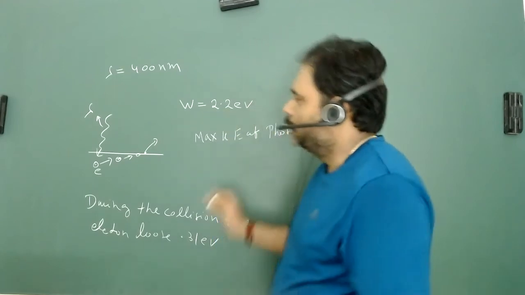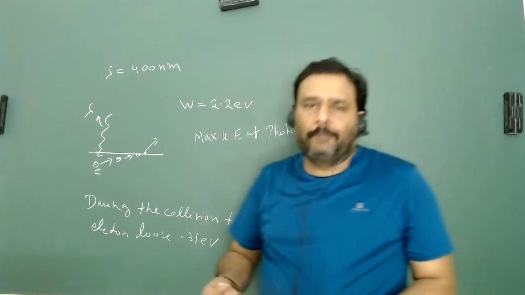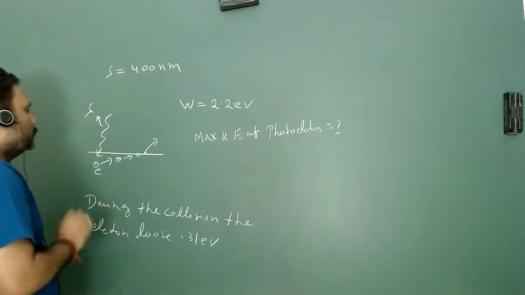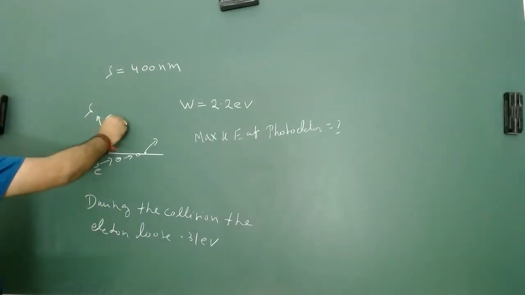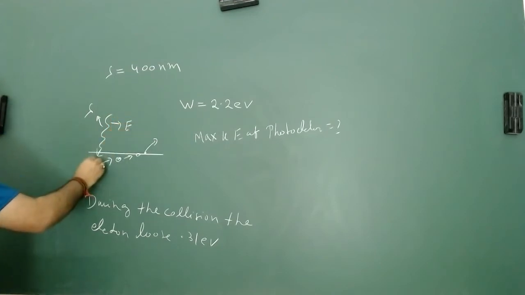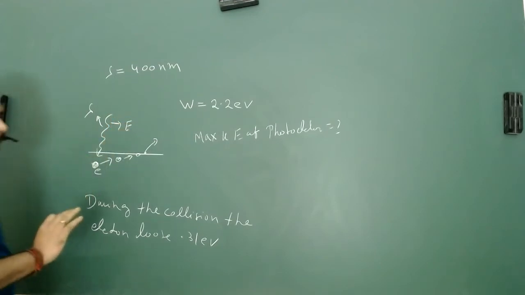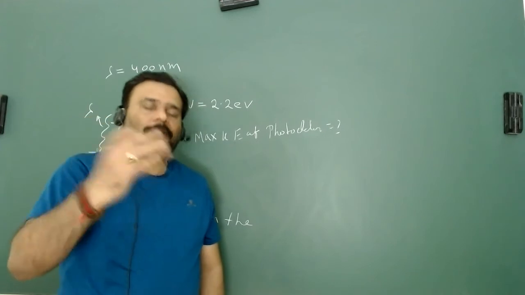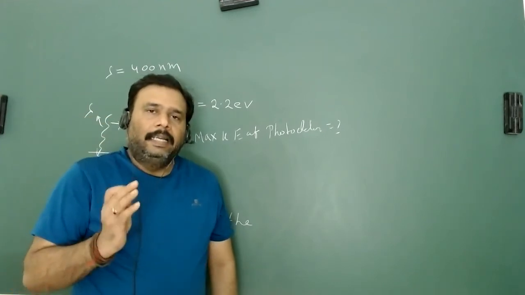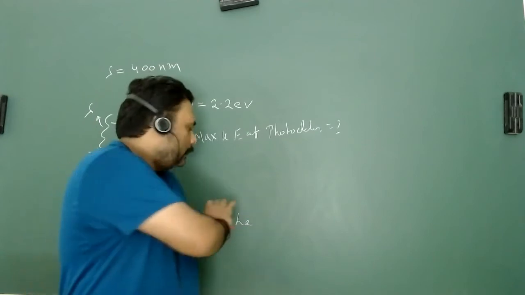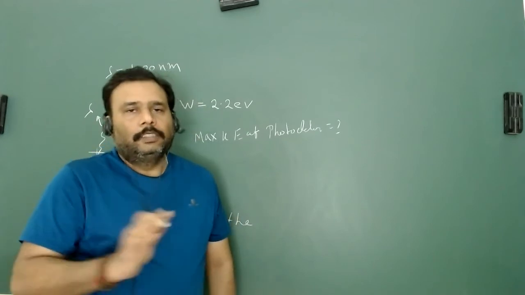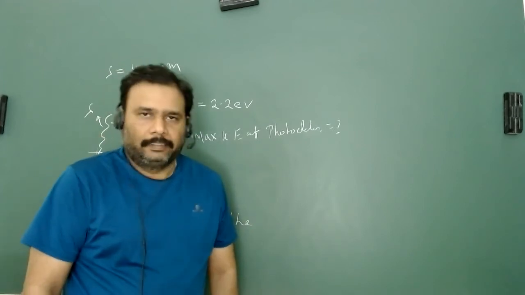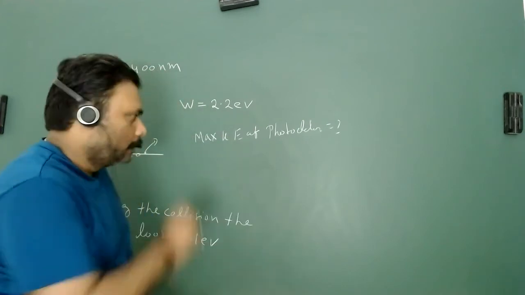So this is the problem, and this is a very practical problem. What is the basic concept? The basic concept is that whatever be the energy of the photon, this is absorbed by the electron, and it will divide into two parts. One part will overcome the work function, and another part of the energy will be lost in the collision, and the remaining energy will be identified as kinetic energy. And we have to calculate the maximum kinetic energy.